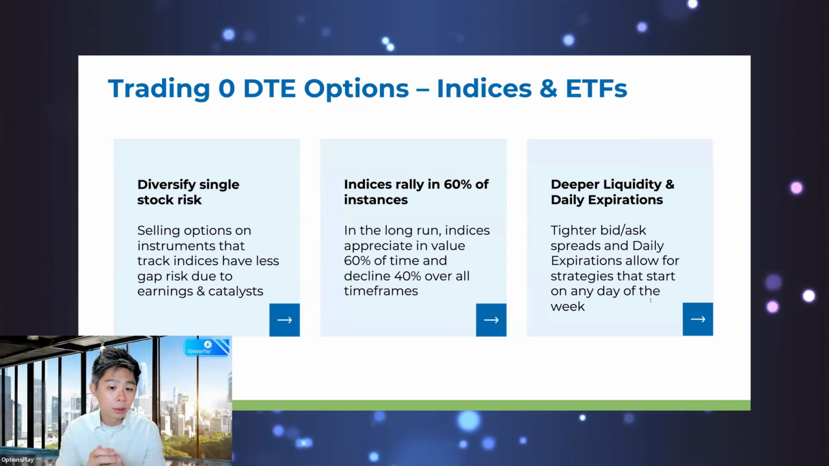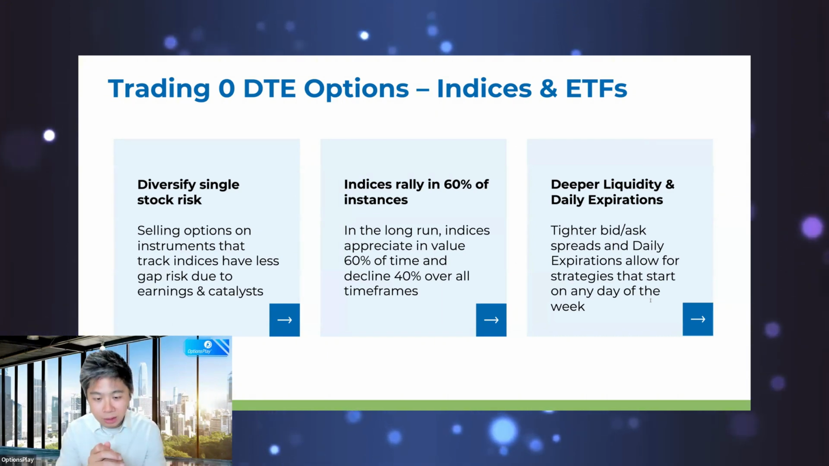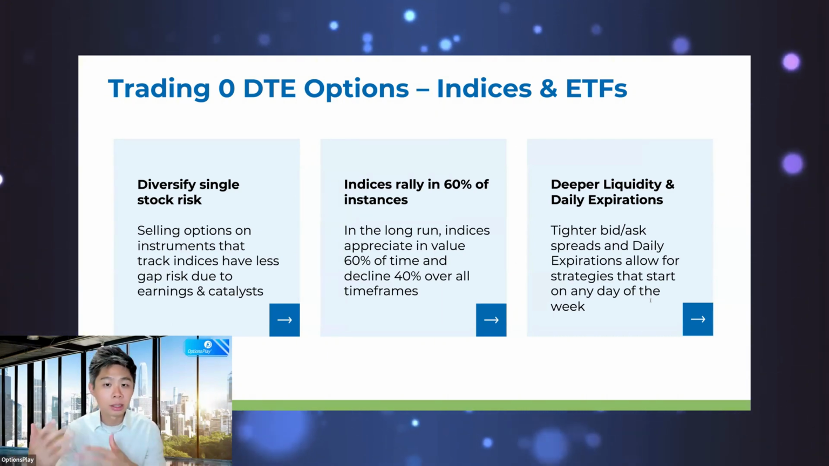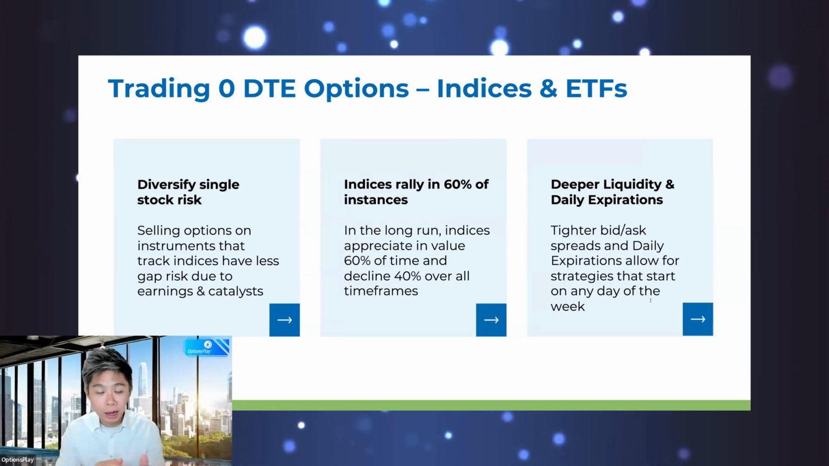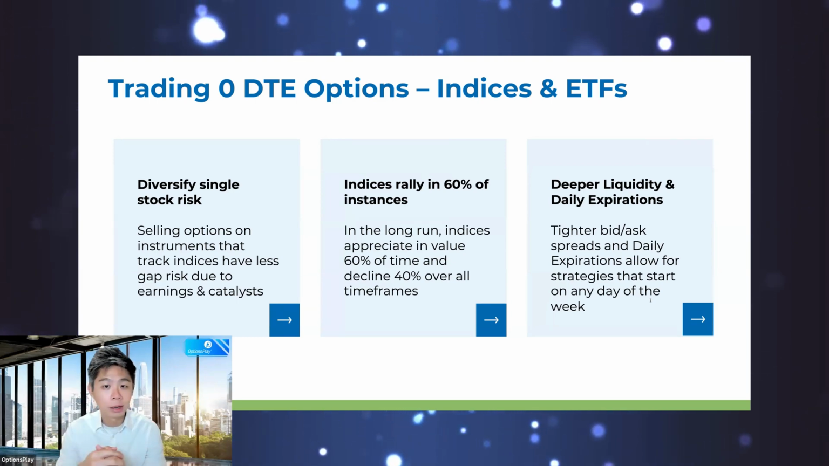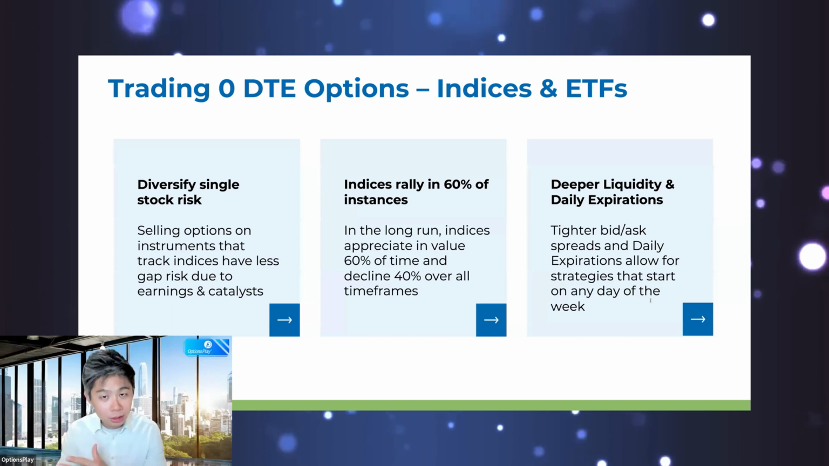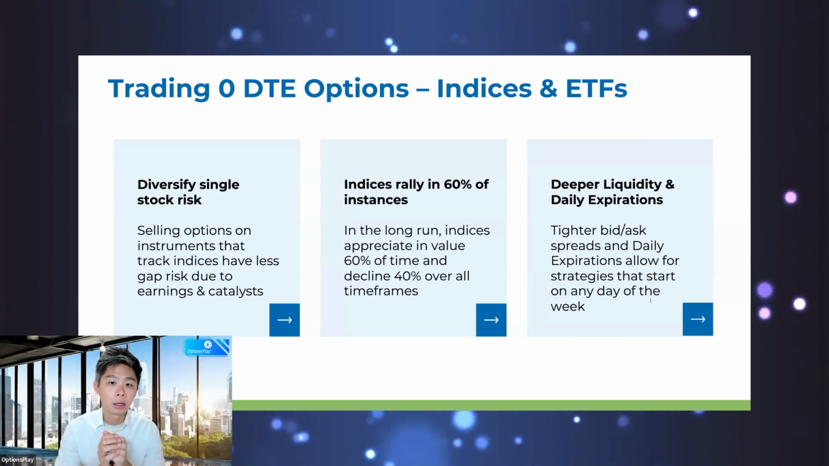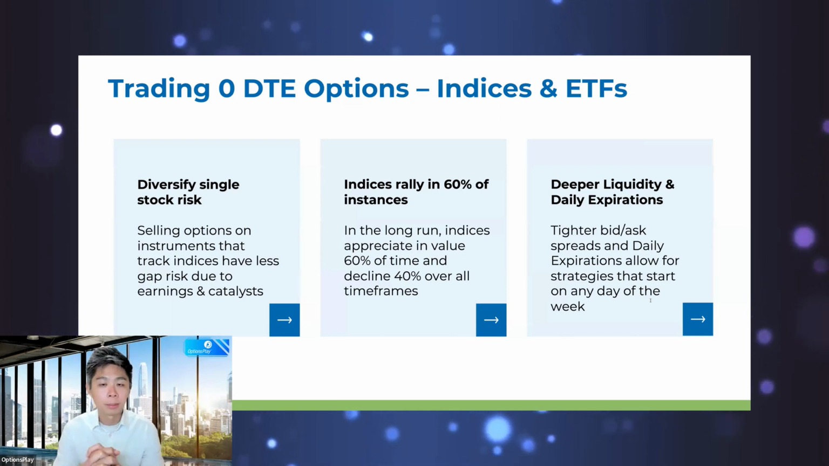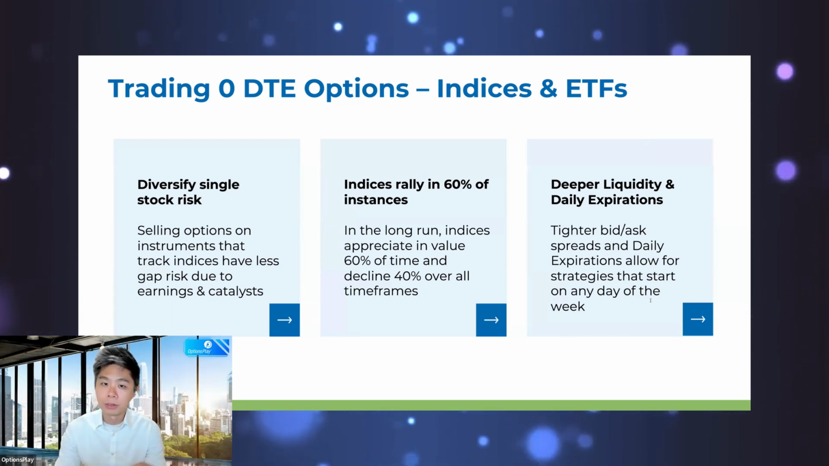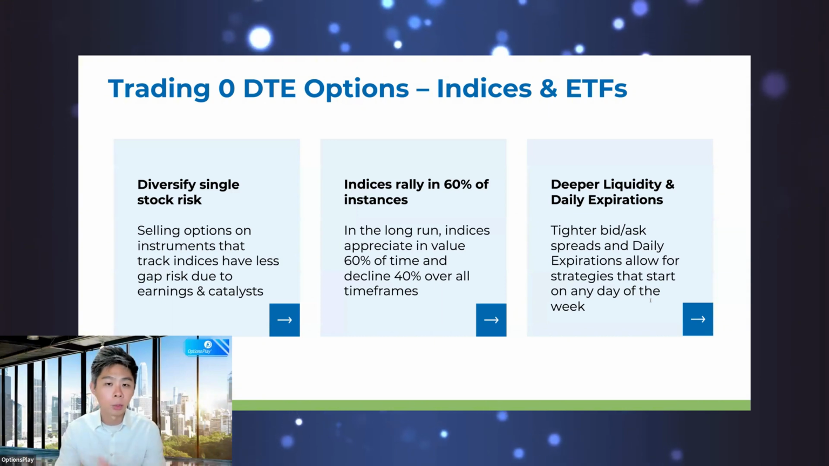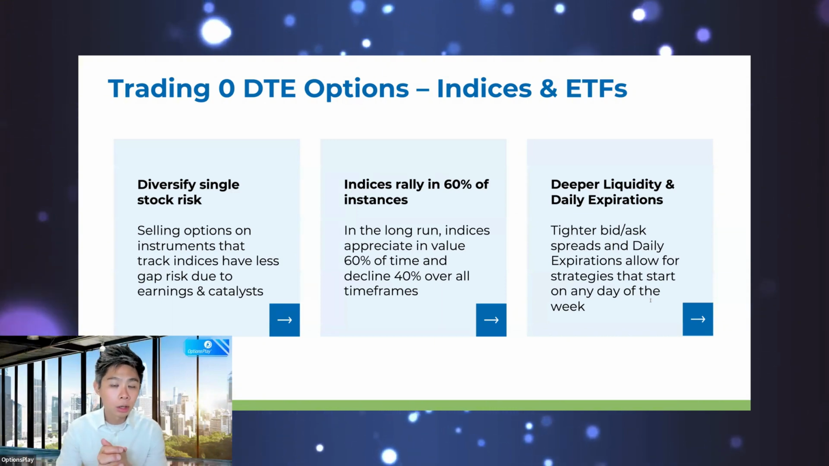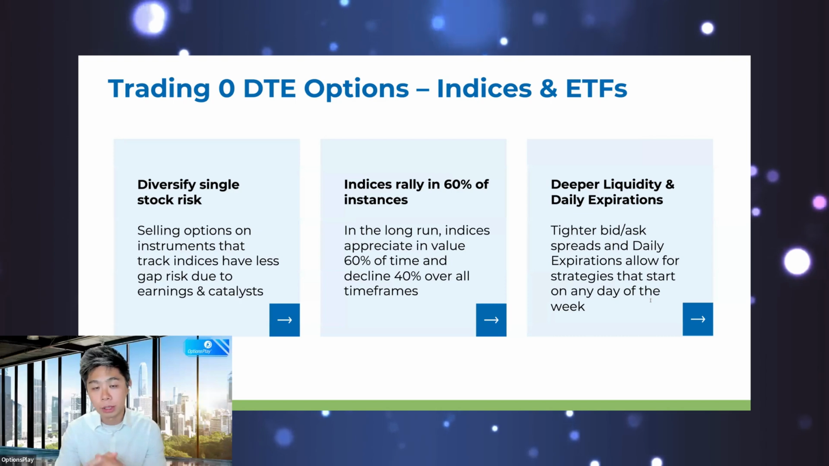The second thing is that indices rally about 60% of instances, and this just puts statistics in your favor. If you're selling option strategies or if you're buying option strategies, knowing that there's a statistical tilt in one direction certainly helps with choosing a directional view, and we'll talk a little bit about that in terms of back testing of selling puts versus selling calls and kind of what the performance of those strategies look like for these types of 0 days to expiration.